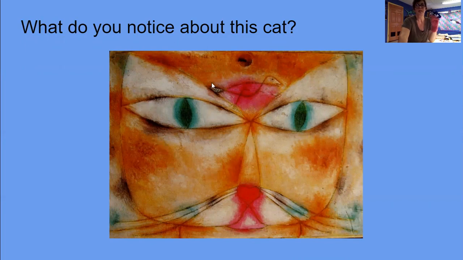We also noticed that Paul Klee's cat was thinking about something. And I challenged you to figure out something your cat was thinking about. Could be a bird, it could be something different. Mine, remember, was thinking about ice cream. So here we go. Let's get back to our cats.